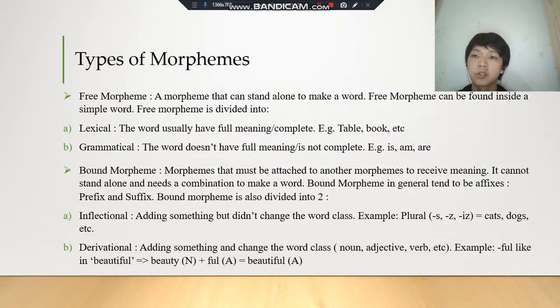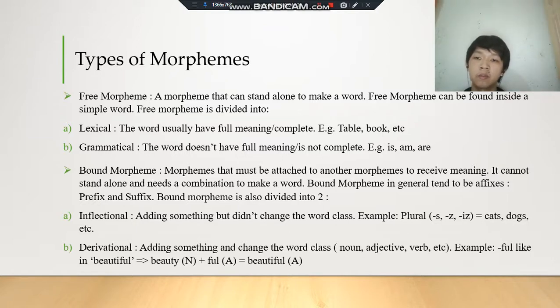Types of morphemes. There are two types of morphemes, and they are free morpheme and bound morpheme. A free morpheme is a morpheme that can stand alone to make a word. A free morpheme can be found inside a simple word. Free morpheme is divided into lexical and grammatical.